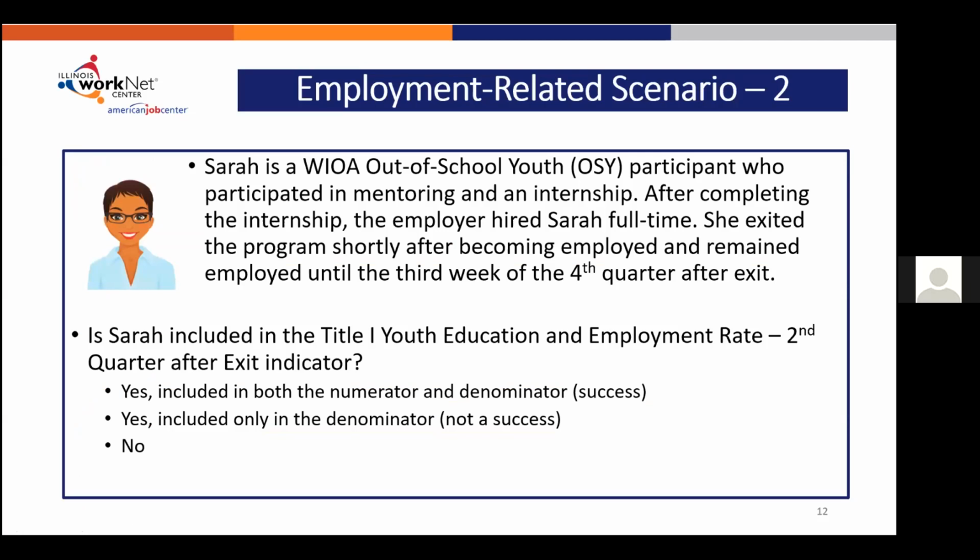So this is Sarah, who is a WIOA out-of-school youth participant participating in a mentoring and internship during her participation. Those were her services. After completing her internship, the employer hired Sarah on full-time. She exited the program shortly after becoming employed and remained employed until the third week of her fourth quarter after she exited. So, given her participation, services, and employment, is Sarah included in the Title I Youth Education and Employment Rate second quarter after exit indicator?